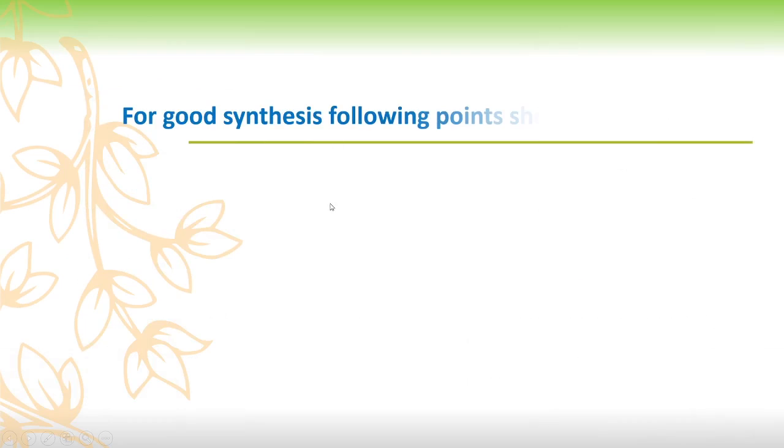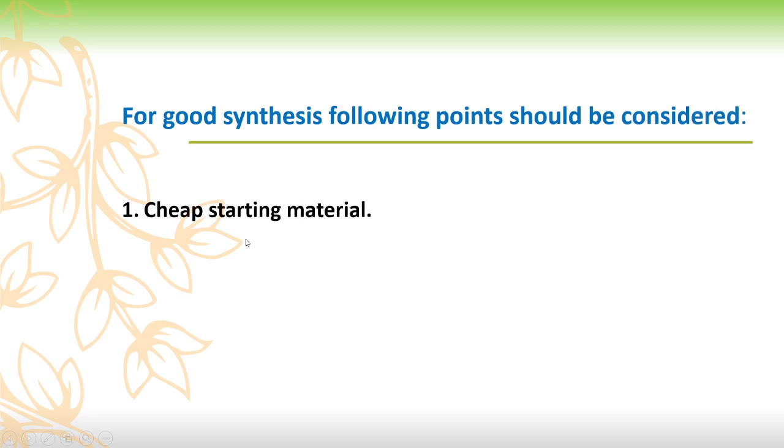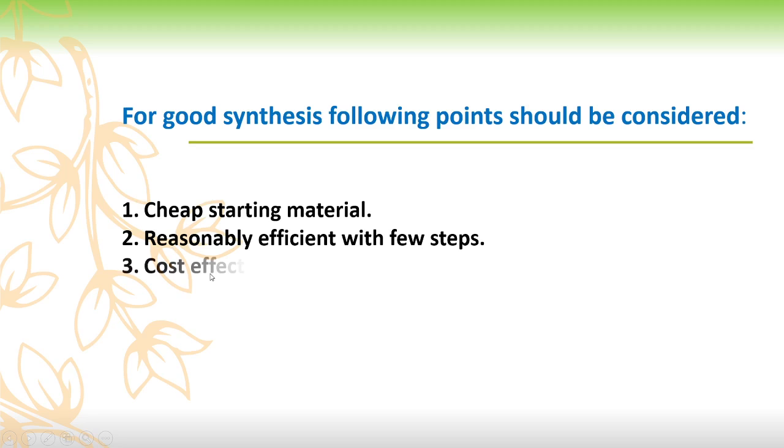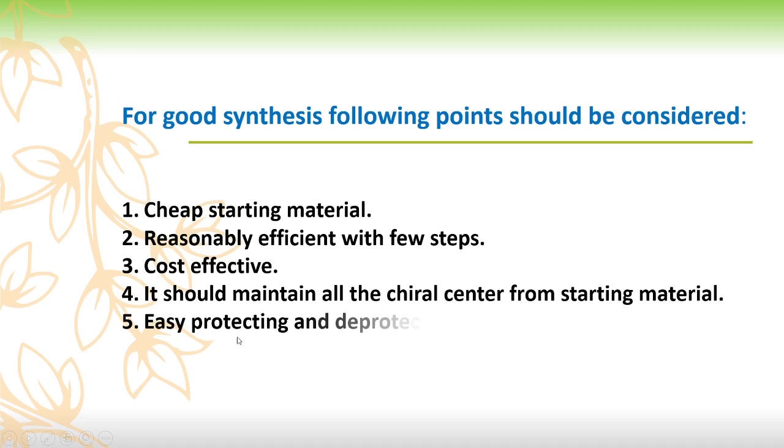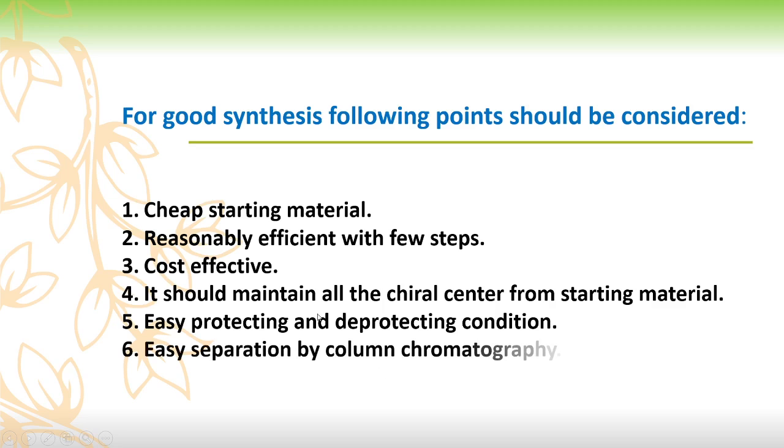So for a good synthesis, the following points should be considered. First one is a cheap starting material. The starting material which is used is cheap, then reasonably efficient with few steps. To be cost effective, it should maintain all the chiral centers from the starting material. Then easy protecting and deprotecting conditions. These are the things for a good synthesis, and easy separation by column chromatography.